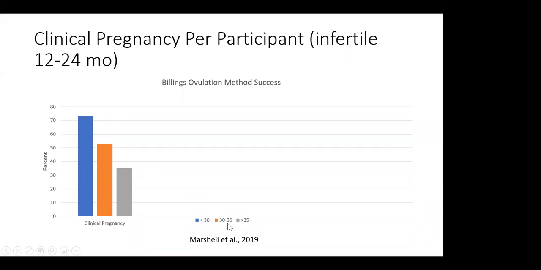The age groups are a little different here. You have less than 30, 30 to 35, and greater than 35. But you can see that the rates are very high, greater than 70%, 72% for the youngest group. 30 to 35, we're still above 50%. And even for the older than 35, we're above 30%.